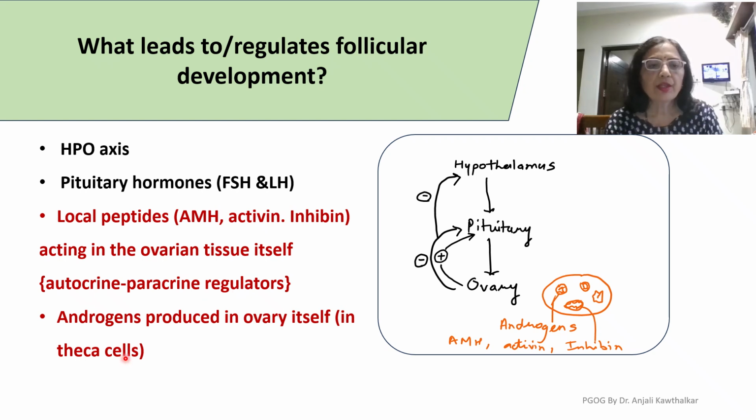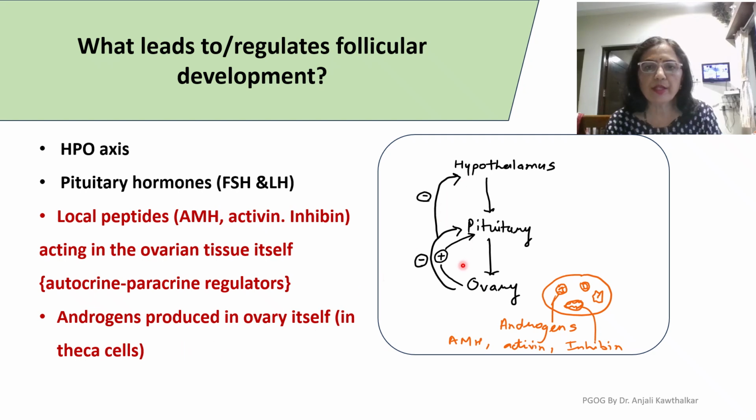So these are autocrine, paracrine regulators which contribute a major role in development of follicle. And last is androgens. Androgens are produced in ovary itself, and they have a major role in the decision whether the follicle will go for atresia or will continue to grow as an antral follicle. So androgens also play an important role.